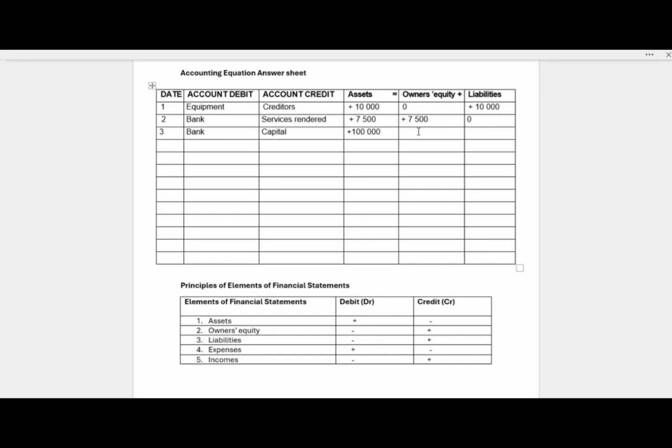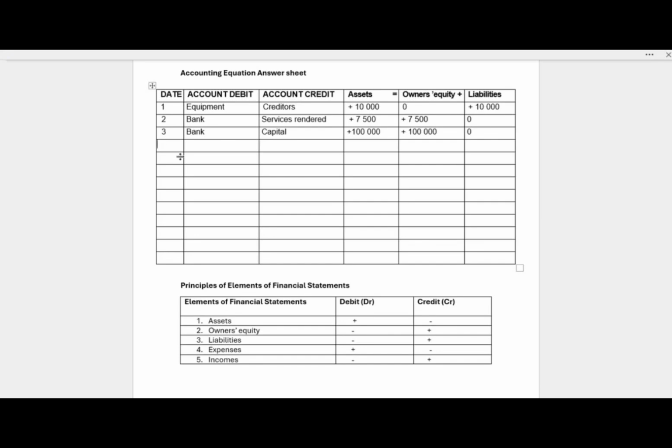And then this one is a capital account, it's increasing, plus owner's equity account, and it's increasing, you say plus 100,000 on the owner's equity. And then there is no account that affects our liabilities, we put 0. All right. So we are done. This is how you record transaction number 3.